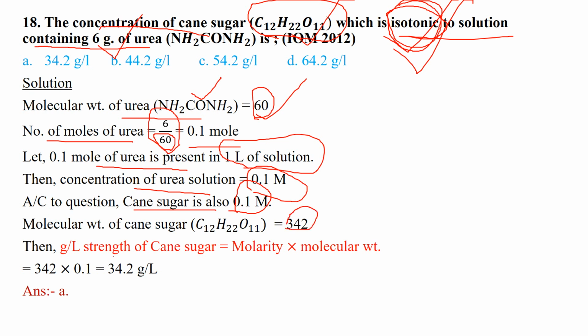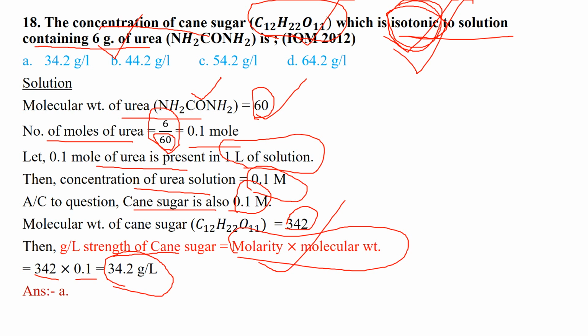Then the gram per liter strength is equal to molarity into molecular weight. We have already discussed this formula. Molarity is 0.1 and molecular weight is 342, so the answer will be 34.2 gram per liter. Answer A. Important question, just remember this relationship.